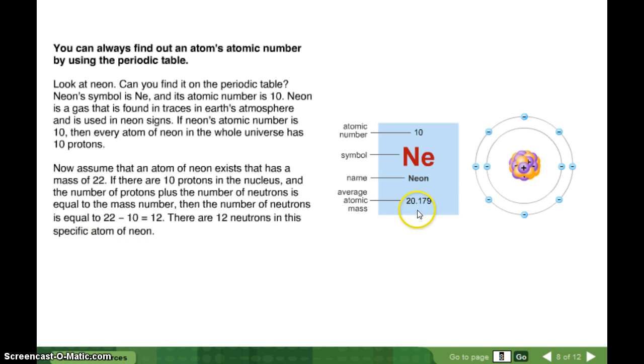Again, this example is different. According to this, what's the mass number? 20. The mass number is 20. The atomic number is 10. How many neutrons does this have? 20 minus 10 is 10. So 10 protons and 10 neutrons.